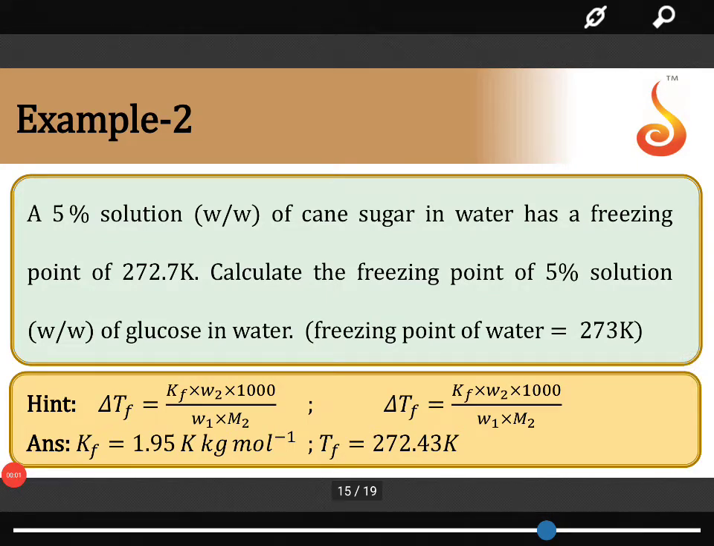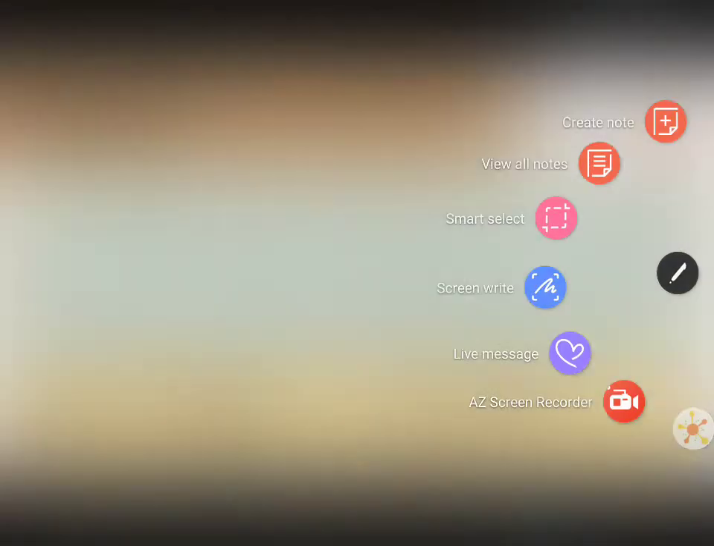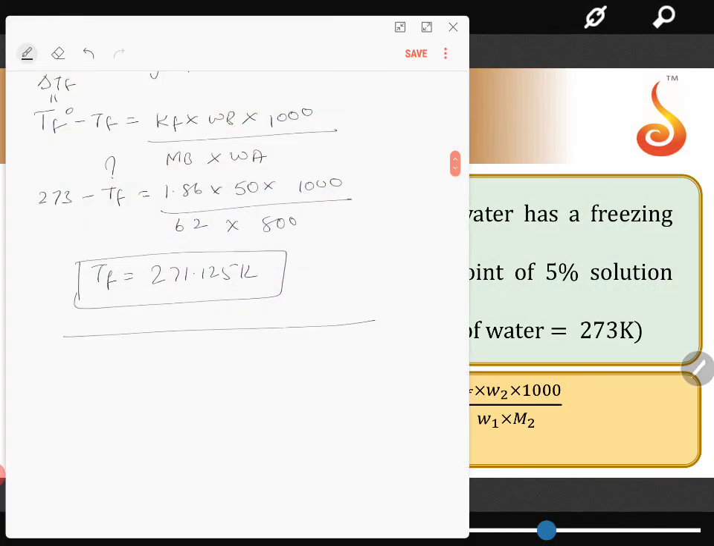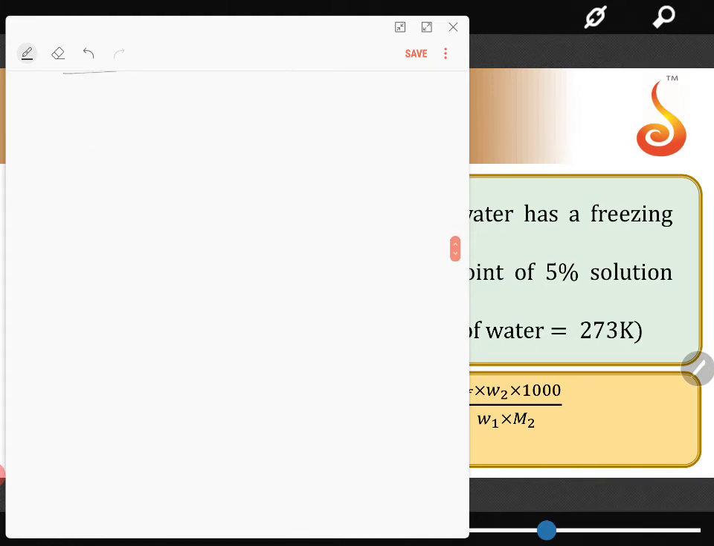A 5% solution, weight by weight, of cane sugar, which means sucrose, in water has a freezing point of 272.7 Kelvin. Calculate the freezing point of a 5% solution of glucose in water. Now, the most important factor is that you have two cases here. Let me take you to this problem. This is a little bit of a tricky kind of problem which we need to understand.